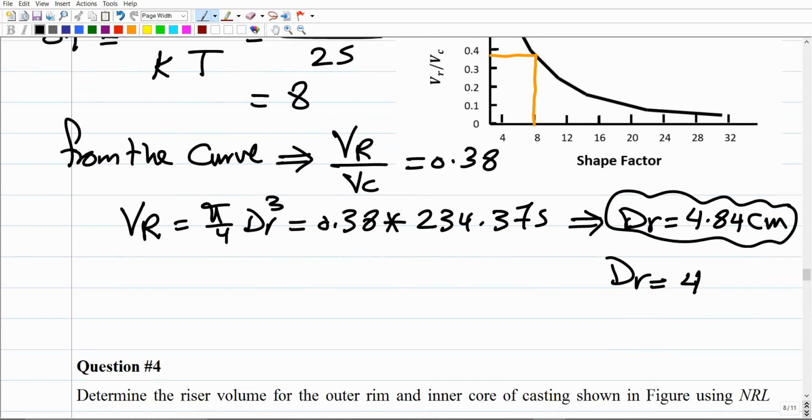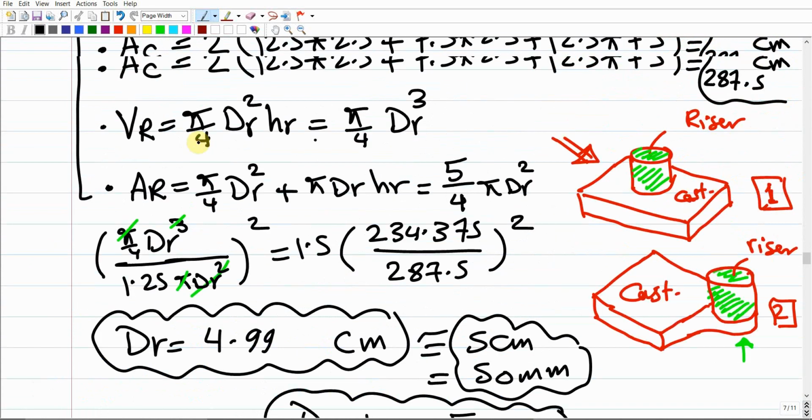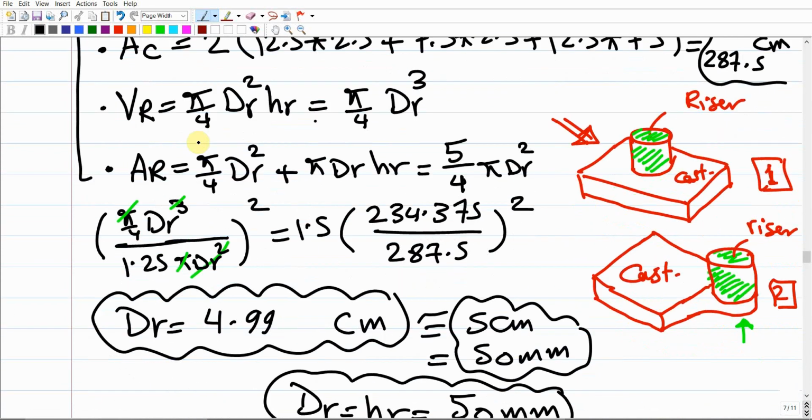So we can assume that this is like 48.4 millimeter, or simply you can assume that the diameter of the riser equals 50 millimeter. For example, this is how I'm going to design it, because it is not necessary, but this is the number that you should provide to me, right? But 50 is what I'm going to consider in terms of practical use or design of the riser itself. Make sense? So this is, for this example, simply how we can do the calculation for the riser according to Chvorinov's method and the Naval Research Lab method.